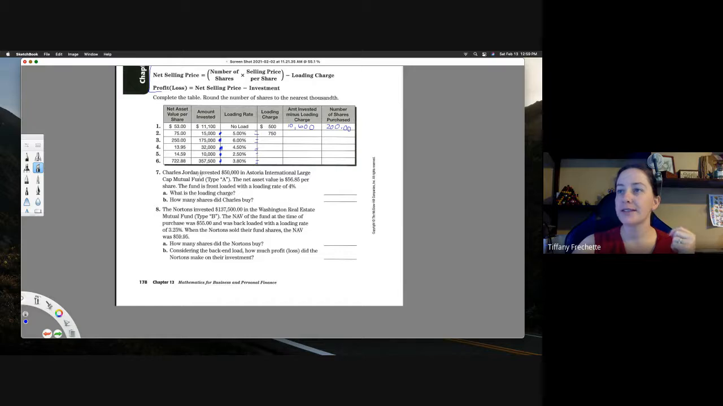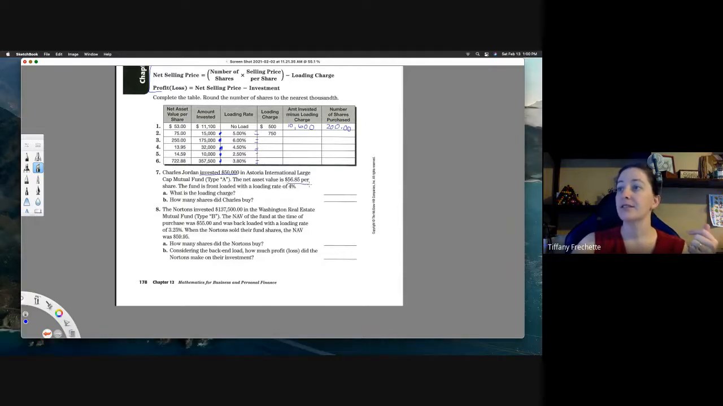Charles Jordan invested $50,000 in Astoria International Large Cap Mutual Fund Type A. Remember, that means the fund's loading charge is front loaded, meaning you're paying it as you buy the shares. The net asset value is $56.85 per share. The fund is front loaded, which they remind you here, at a rate of 4%. So what is the loading charge? Remember, that's the amount invested times the load rate, or the loading rate, okay? So you simply multiply 50,000 times 4% here, and that'll give you part A.